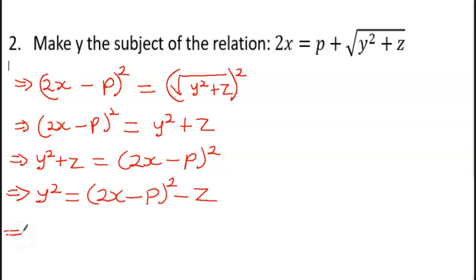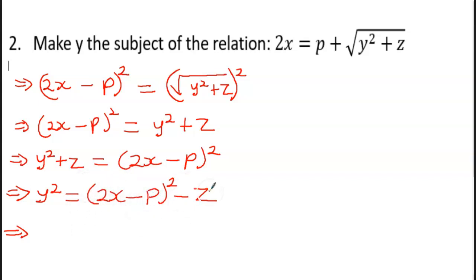Now y is raised to the power 2. Now to get rid of this 2, we need to take the square root, as I've explained. And once again, the whole expression on the right hand side, it is not about taking the square root term by term.